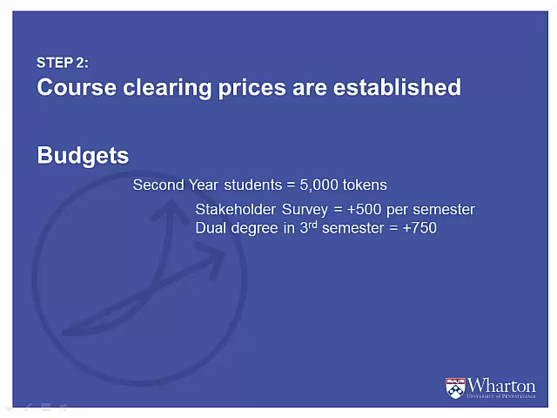Every second-year student gets 5,000 course tokens for the fall semester of 2013. You start back with 5,000 tokens in the spring semester of 2014. You can earn more course tokens by taking the stakeholder survey. If you complete the survey, you'll get an additional 500 tokens in the fall and another 500 in the spring. Dual degree students get an additional 750 points in their 3rd semester because they have to finish all of their Wharton course requirements in 1 less semester than traditional students.